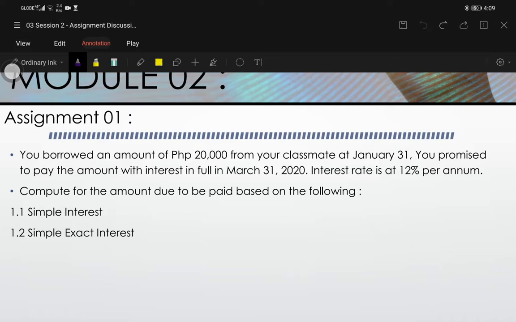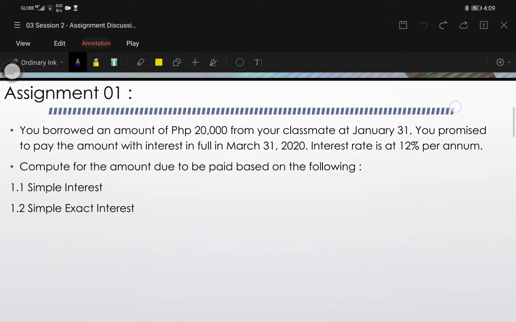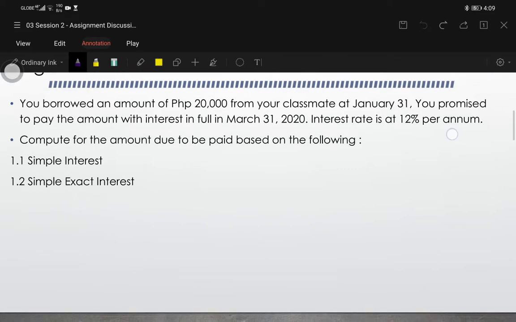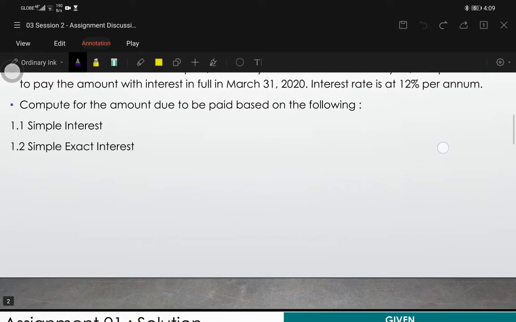problems. Number 1 is you borrowed an amount of 20,000 from your classmate on January 31. You promised to pay the amount with interest in full on March 31, 2020. So, the interest rate is 12% per annum. Compute for the amount due to be paid based on the following. Number 1, simple interest. And number 2 is the simple exact interest.